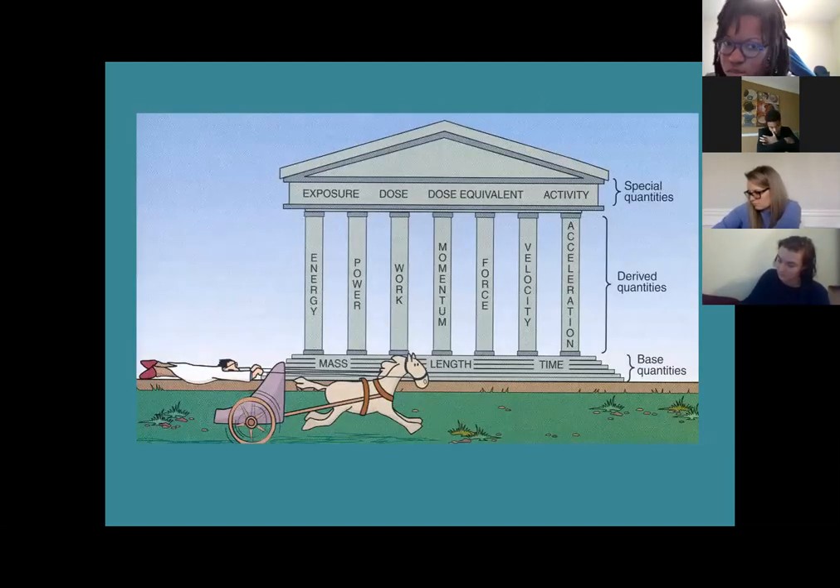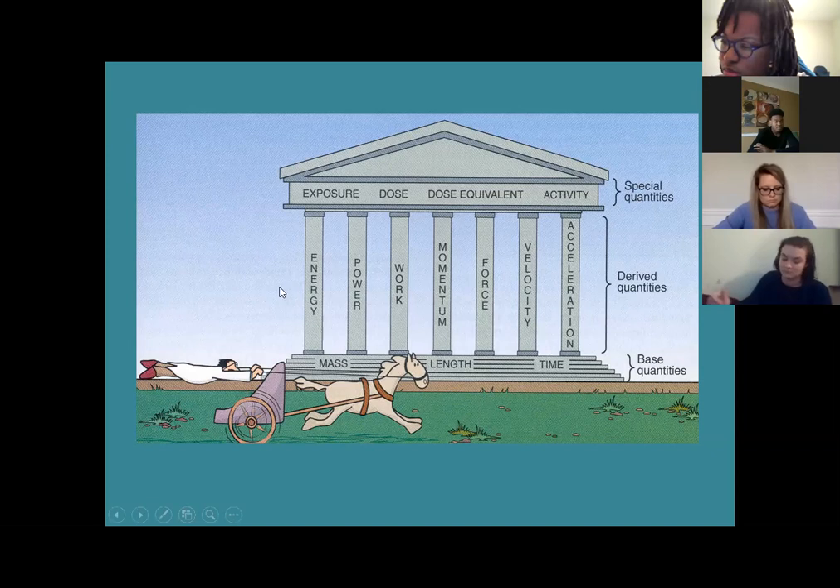So if we look at systems of units, on the bottom, the foundation of every system are the base quantities and the base units. So our three base quantities are length, mass, and time, and their associated units in the MKS system, which is the one that we'll work in most often, is meters, kilograms, and seconds. So those base quantities have associated base units.